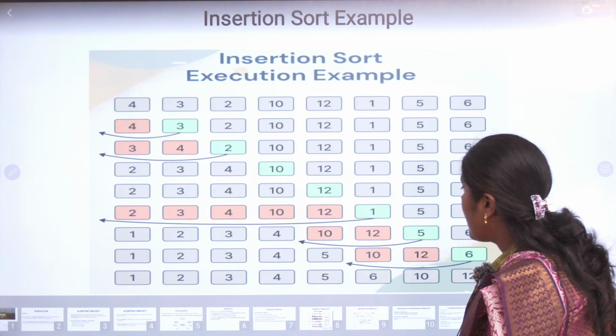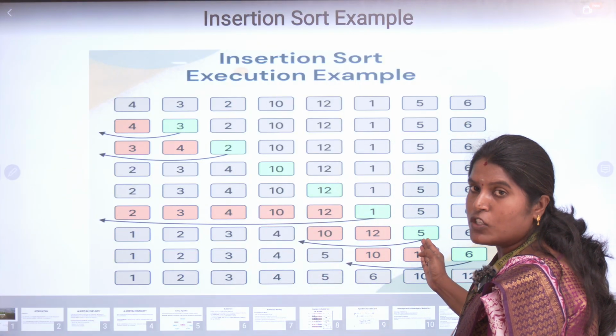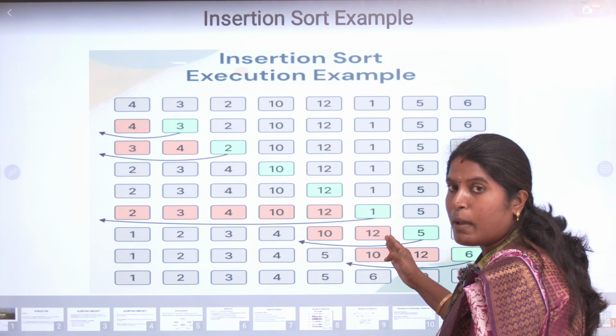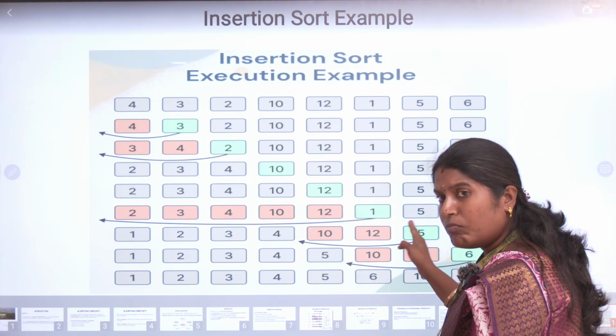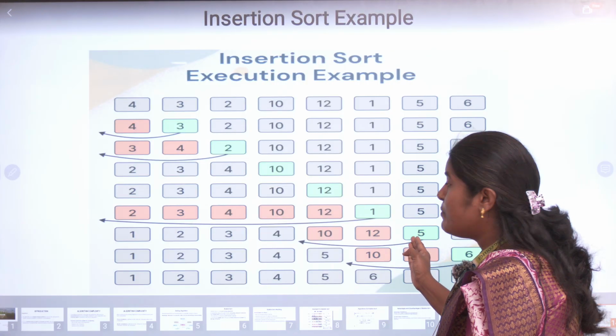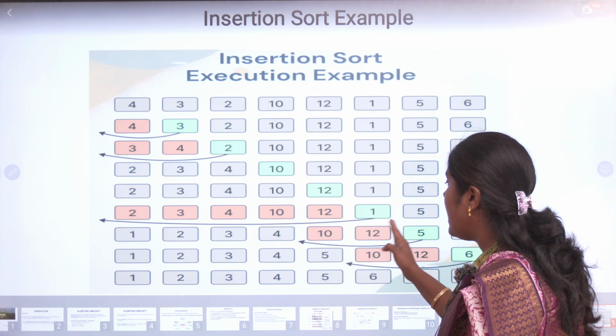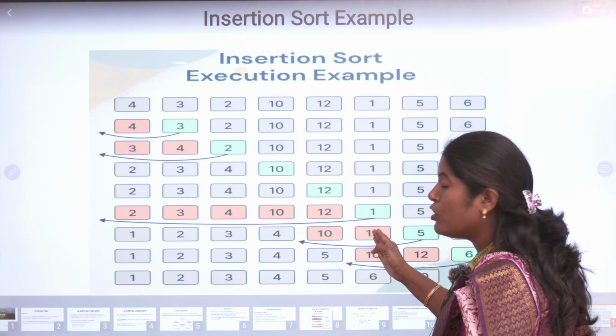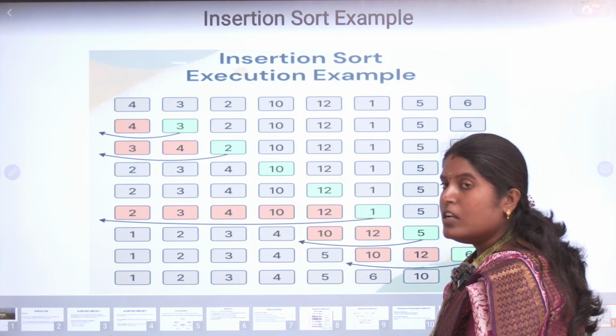Okay, so next what happens is we have to take the next element, which is 5. Here 5 we have to compare with 12. So 5 is lesser than 12, or we can say 12 is greater than 5. So swapping takes place. We have to swap the elements present in the 6th position and the 7th position. So 5 will be moved to the 6th position and 12 will be moved to the 7th position.